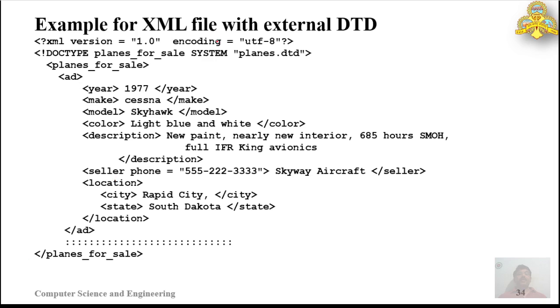See, here is an example of an XML file with external DTD, planes.dtd, which was already explained in the previous slide. Planes for sale is the root element name, followed by advertisement details and other information. Observe that AD is one piece of information. Such AD advertisement tags can be many, so it is AD plus.